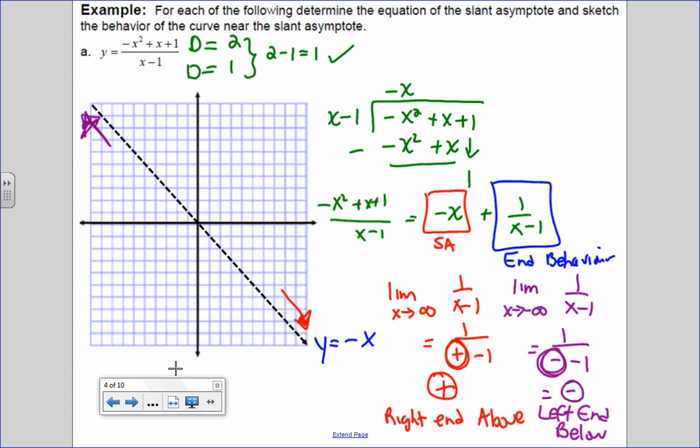We're going to work later to figure out what's happening in the middle of this graph, but for right now, I do know I have a slant asymptote, and I do know what the end behavior of that graph will look like. So let's look at the calculator just to see if that's reasonable.